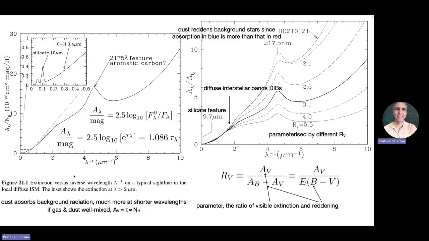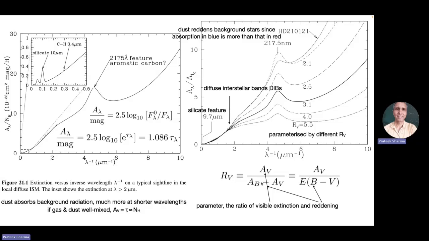So reddening is this quantity, AB minus AV. A is defined as this value, but A is proportional to the optical depth; it's about equal to optical depth, as you can see from here. B is the B band, V is the visible band, so it's blue minus visible. It absorbs much more in blue compared to visible, right? So the value of tau in B will be larger than the value of tau in V. So this is basically differential extinction, and this is total extinction in the V band.